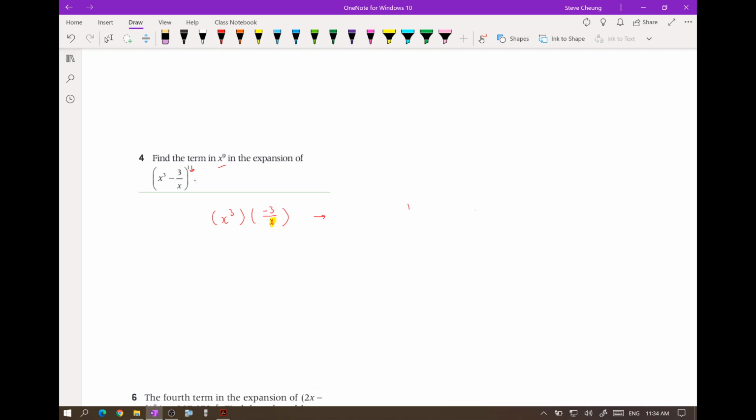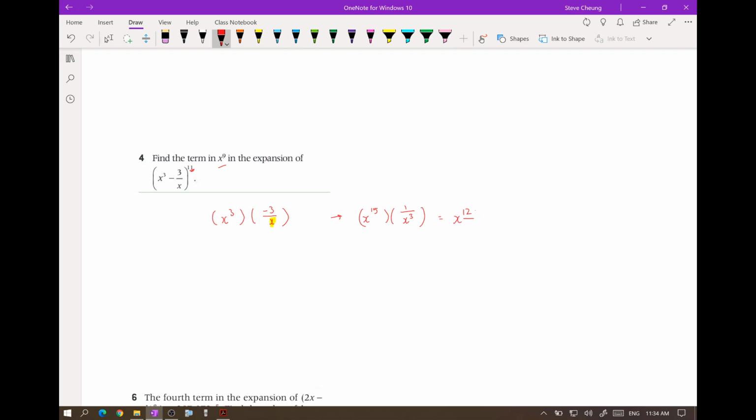So this doesn't work. Let me get rid of that. Maybe I can try like 5 and 3. So this will give us x to the power of 15 for the first term, and then 1 over x cubed for the second, right? With a bit of index law, there will be x to the power of 12. It's close, but it's still not quite there, right? So this is too big.